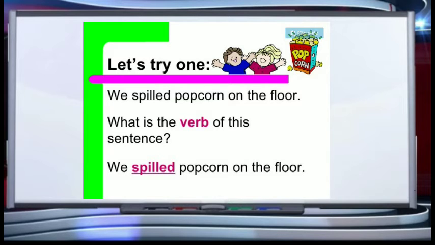And what is the predicate in the sentence? The part of the sentence that tells us what the subject is doing. That is, spilled popcorn on the floor is the predicate. Right? So, subject is whom or what we are talking about, and the predicate is what we are telling about the particular subject.